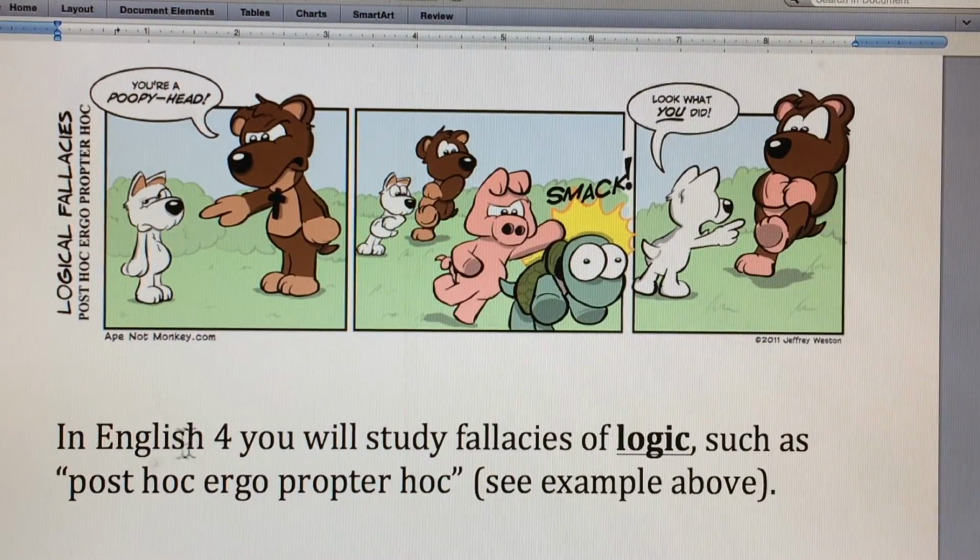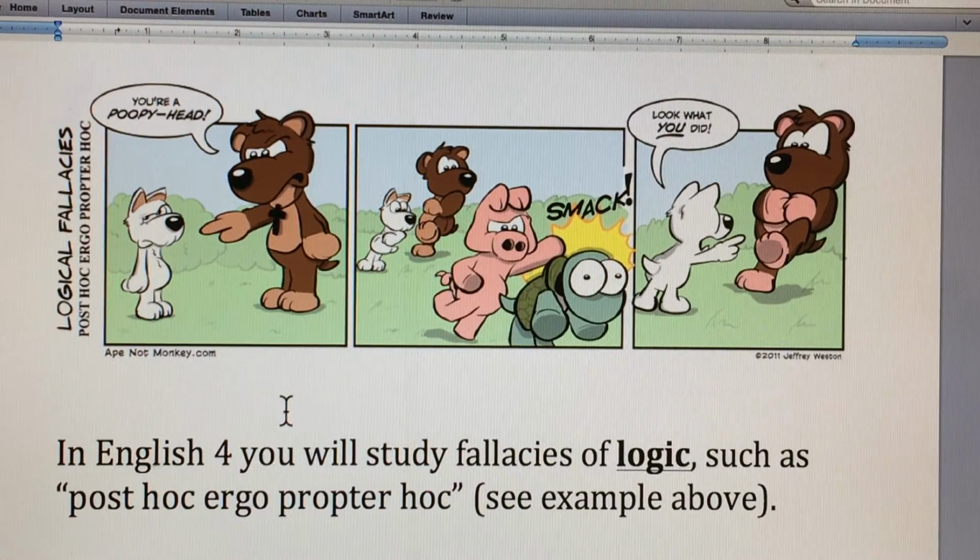So we have a sentence here. In English 4, you will study fallacies of logic. Fallacies are like mistakes. Mistakes of logic, such as post hoc ergo propter hoc, which is this example above. In English 4, you're going to learn about 8 different ways that people make mistakes of logic. And this one, obviously, is a mistake in logic. Just because this brown bear calls this white dog a poopy head, that does not cause this pig to hit the turtle, even though it happens right after.